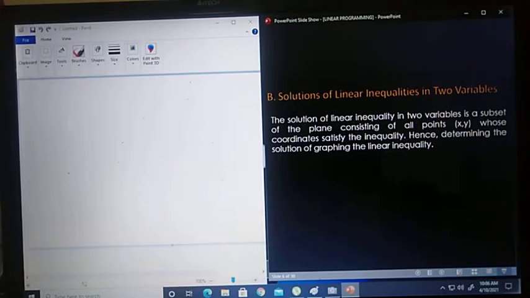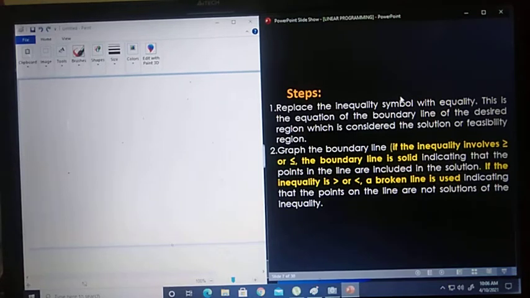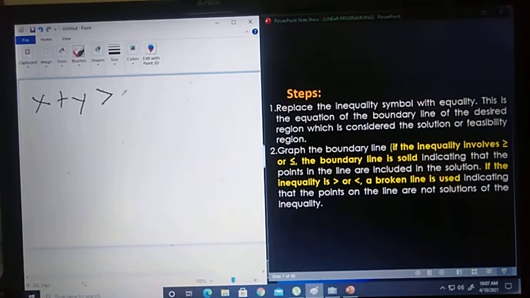So how do we locate the solutions? We have here steps. For example, mag-example tayo: x plus y is greater than 2. First, sabi dito, replace the inequality symbol with equality. So magiging x plus y is equal to 2. Ni-replace lang natin. And then after that, we will locate the values of the x and y intercepts.